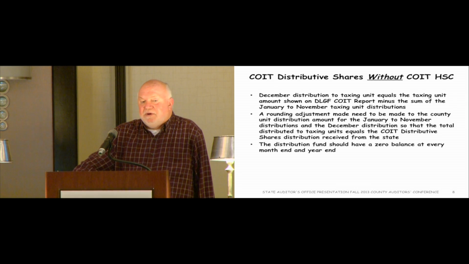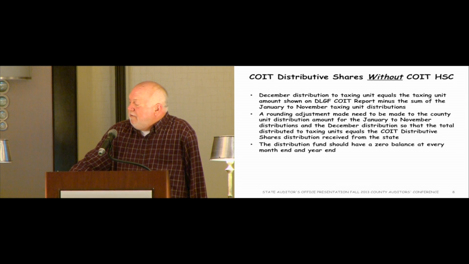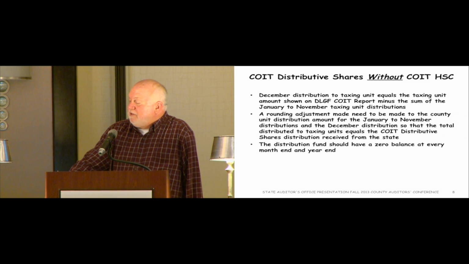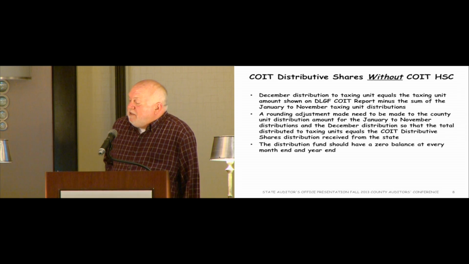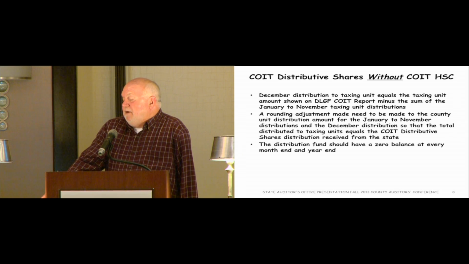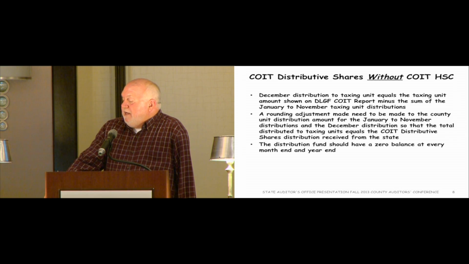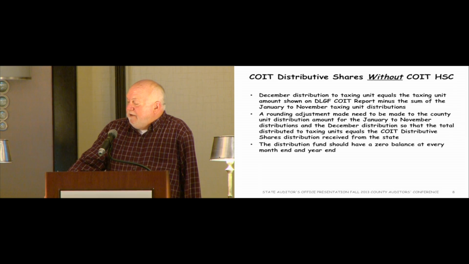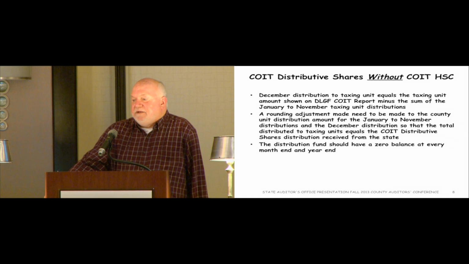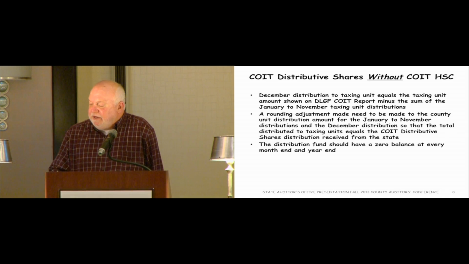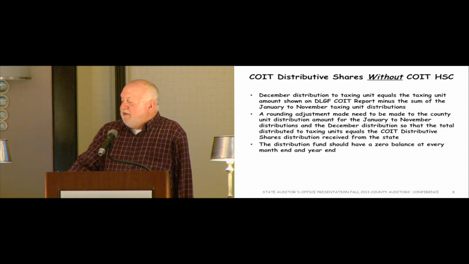And once again, December is going to be the COIT amount on the DLGF report minus the sum of the January to November unit amounts. And if you need to make a rounding adjustment, I would make it to the county unit amount. There again, the rounding adjustment should just be pennies. And if it's more than that, you definitely need to recheck the calculations. And repeating again, this distribution fund should have a zero balance.